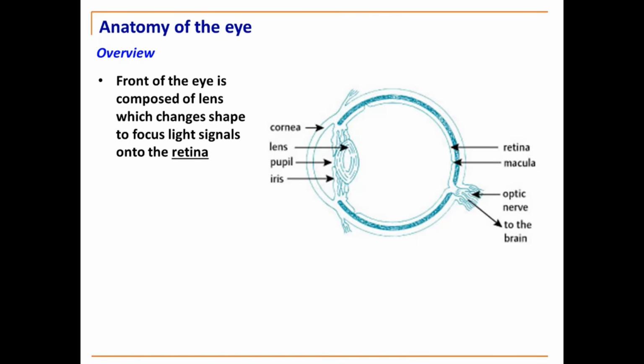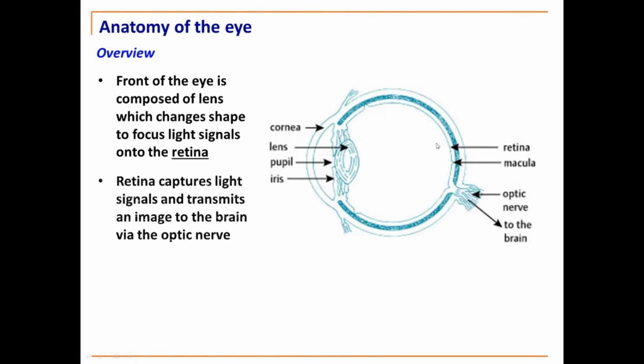If we take a really crude look at the anatomy of the eye, the front of the eye is composed of the lens, and that changes shape to focus light signals onto the back of the eye, onto the retina. The retina captures that light and transmits an image to the brain via the optic nerve. And the interesting bit, you can see that where the optic nerve comes out, you don't have any cones or rods. You don't have any photoreceptors. So the brain actually has to make its own image. It does some processing to make it seem as though there's an image there.